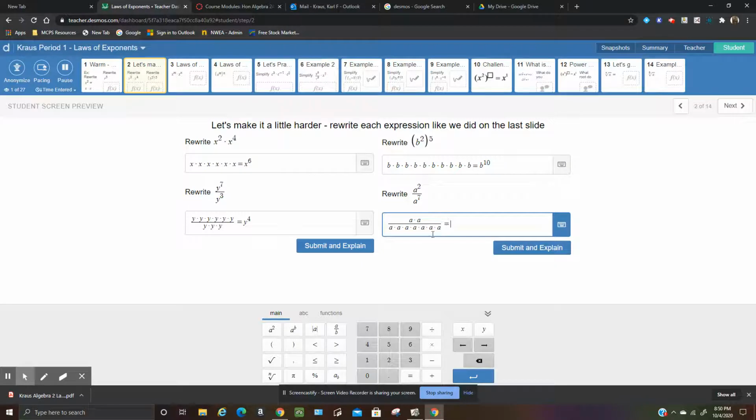So this is, these two go away, and you get 1 on the top, and a to the fifth on the bottom, or in the denominator. And if I said to write this as a single exponent, it would be a exponent negative 5.